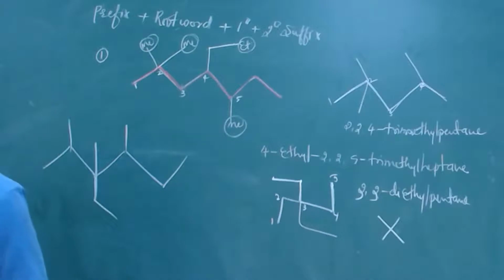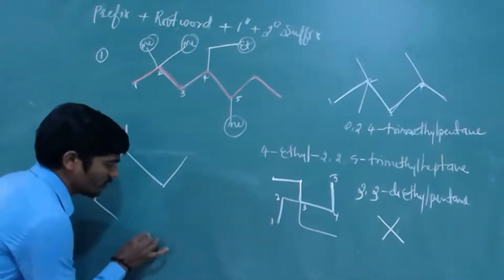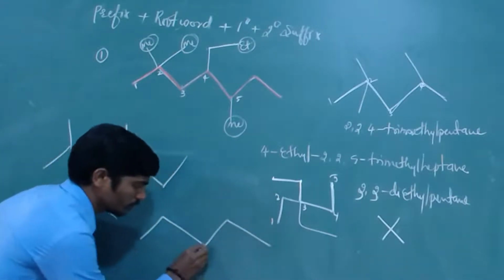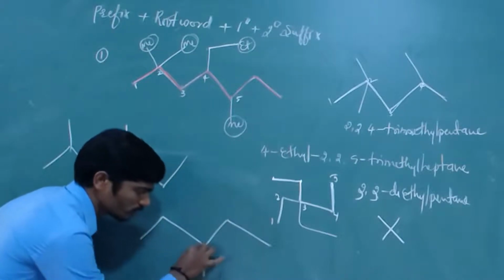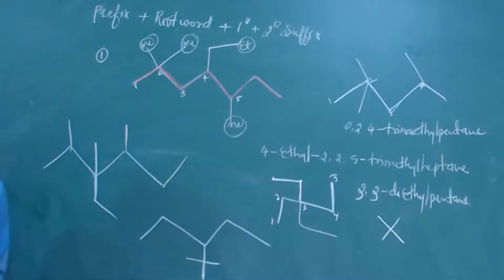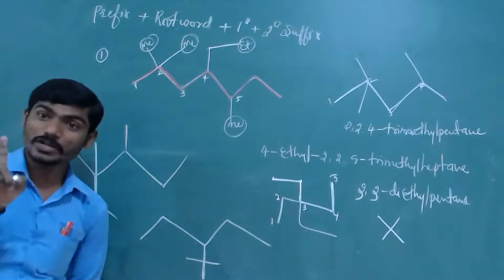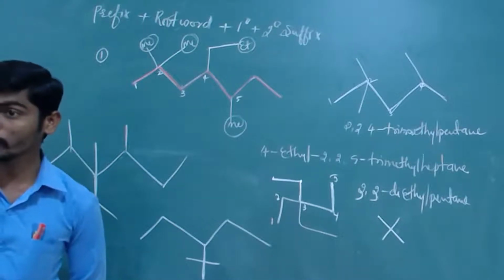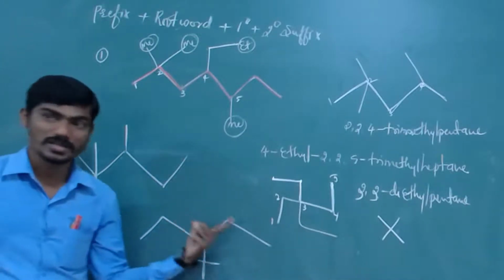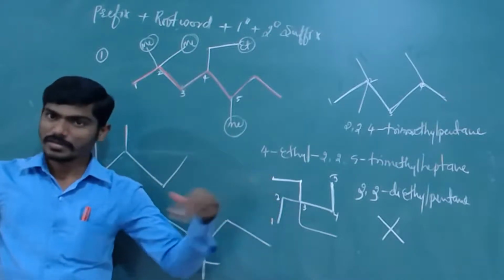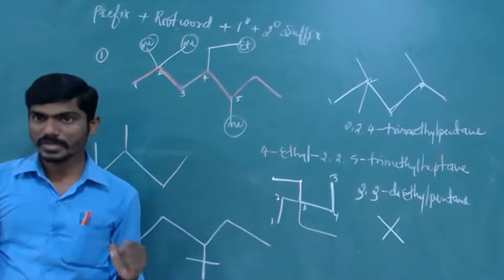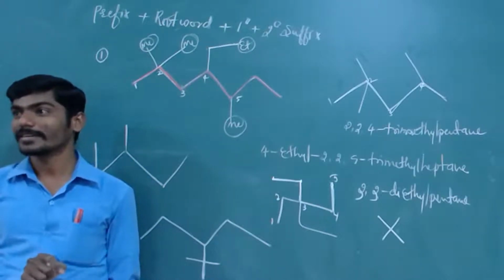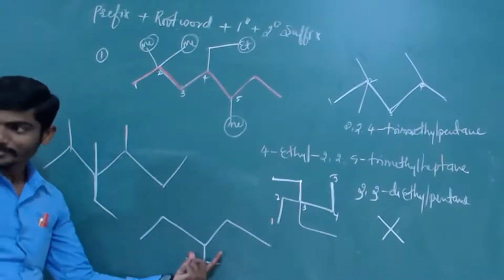Take one more example with a complex group, some different group. So what is the name of this compound? If the substituent group is complex, then how are we going to assign the name? Again, select the parent chain, assign the number. Which substituent group is there? Secondary group.